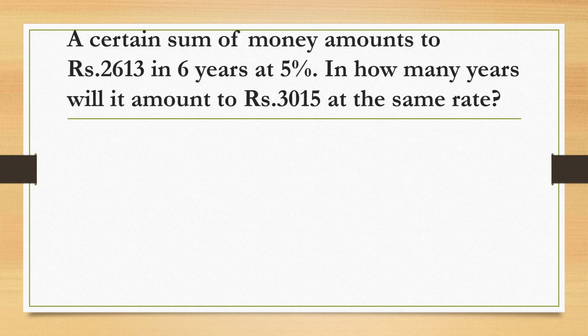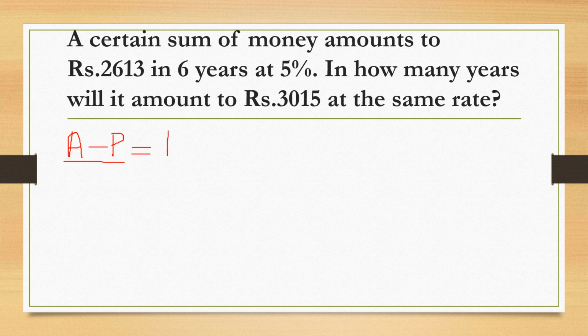A certain sum of money amounts to rupees 2613 in 6 years at 5%. In how many years will it amount to rupees 3015 at the same rate? We can see that a certain sum, that is P, amounts to 2613 in 6 years at 5%. So we have to find out the principal amount. We know that simple interest is equal to amount minus principal. So this represents the simple interest.